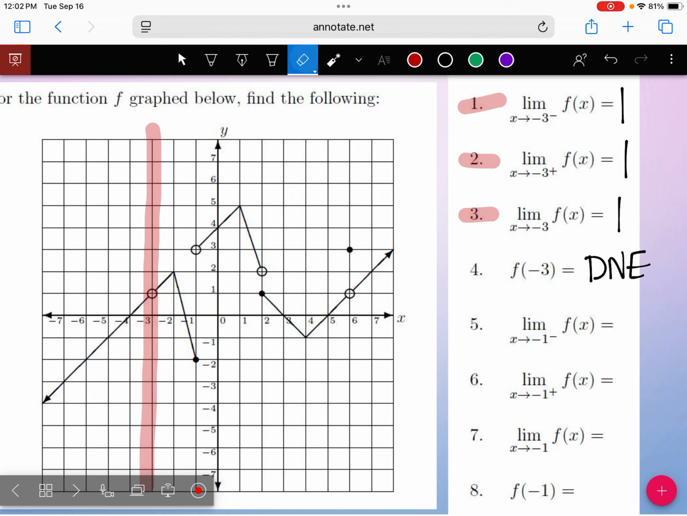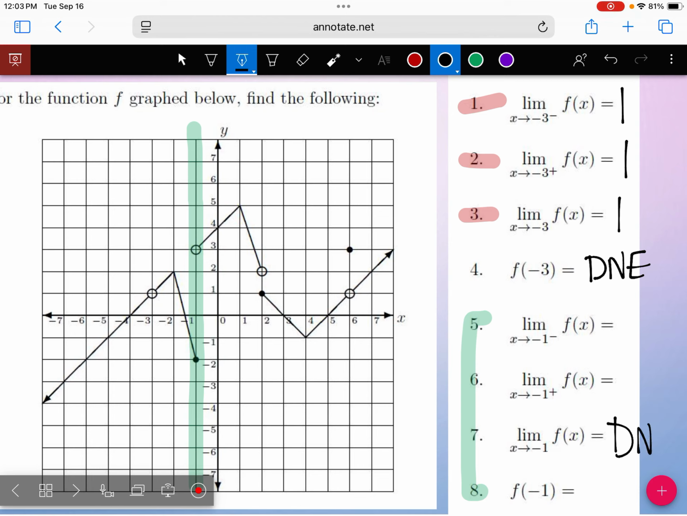Okay, so now we're moving on down the graph. So now we're going to look at -1. See what kind of discontinuity we have at -1. All right, so now I have a green wall right here. What kind of discontinuity is here? See how it's not connected? Whenever the graph is not connected, we call that a jump. So a jump does not have a limit. So number 7 is D and E.